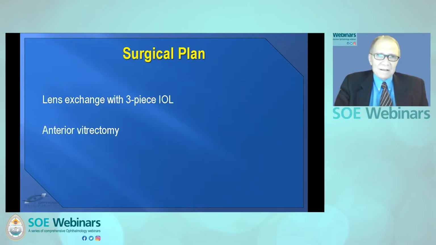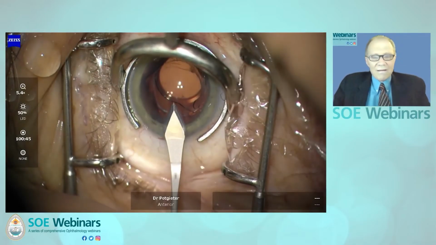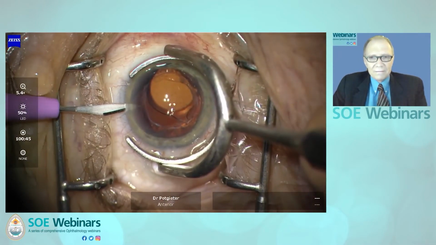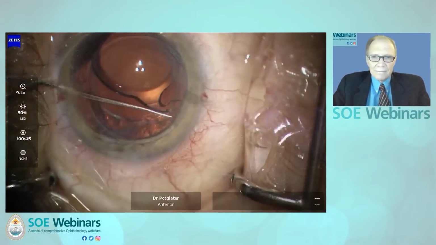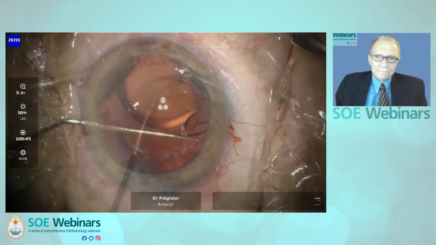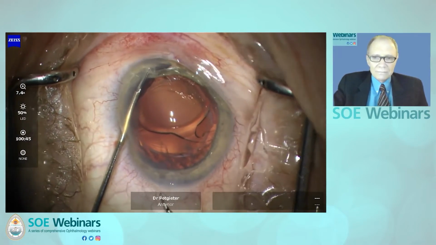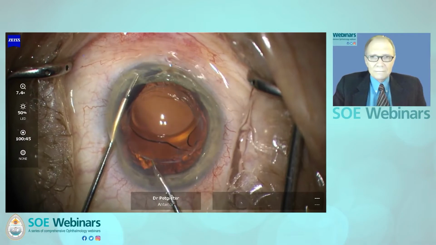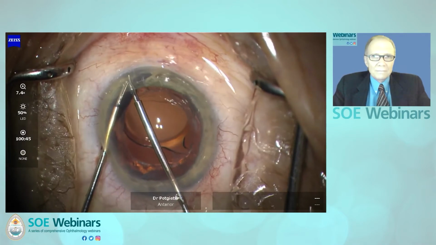So we decided to perform a lens exchange with a 3-piece IOL combined with a vitrectomy. A temporal clear cornea incision along with 2 paracenteses at 12 and 6 o'clock were made. The position of the temporal haptic was verified to be in the sulcus. A retinal end-gripping membrane peeling forceps was used through the 12 o'clock paracentesis to grasp the nasal haptic close to the haptic-optic junction to stabilize it.